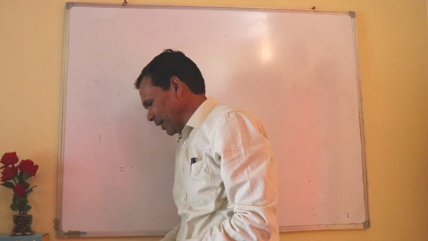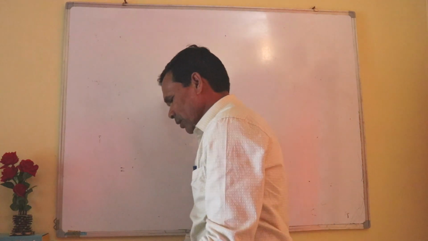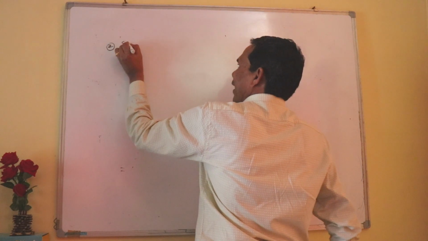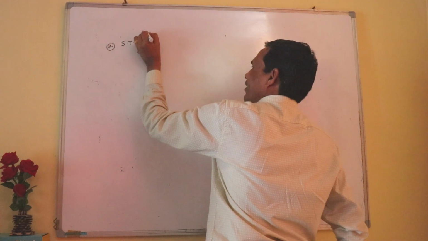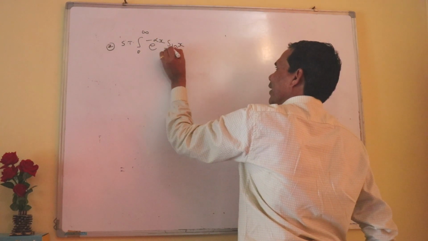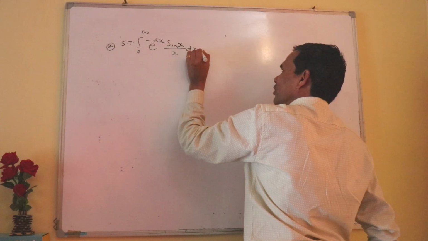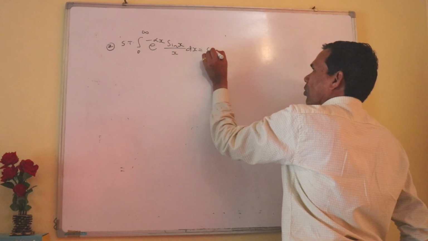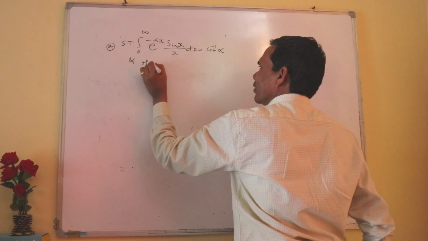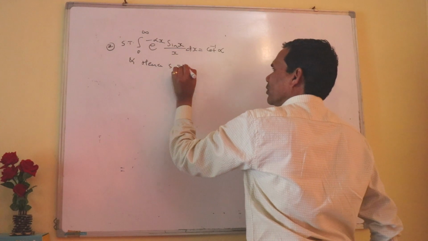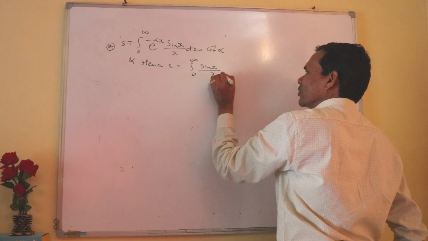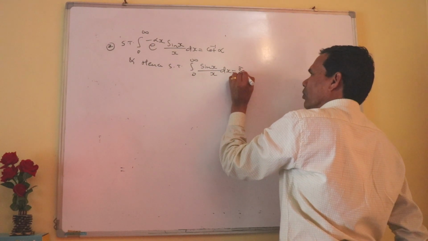So let us see more examples on this. Second problem, show that integral 0 to infinity e raised to minus alpha x sin x upon x dx is equal to cot inverse of alpha, and hence show that integral 0 to infinity sin x upon x dx is equal to pi by 2.